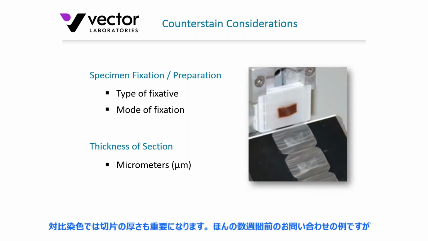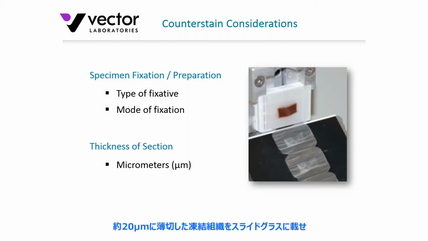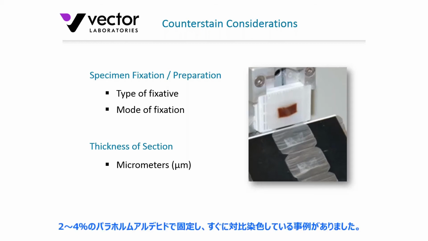The thickness of a specimen in terms of the micrometers is also important as well. And I'll just draw from a real life example, just from a couple of weeks ago. Some investigators from Cornell called up. They were using fresh frozen materials, cutting the sections at about 20 microns. What they were doing, cutting the section on a cryostat, mounting it onto a glass slide, performing fixation with paraformaldehyde, about 2 to 4%, and then immediately applying a counterstain.